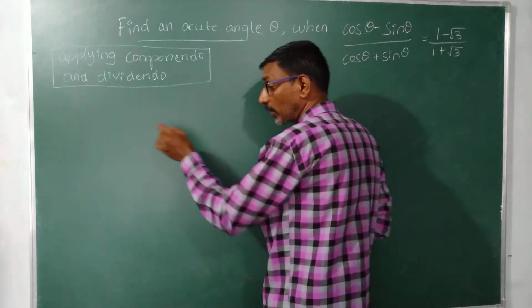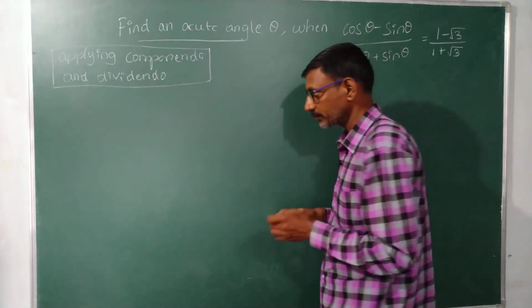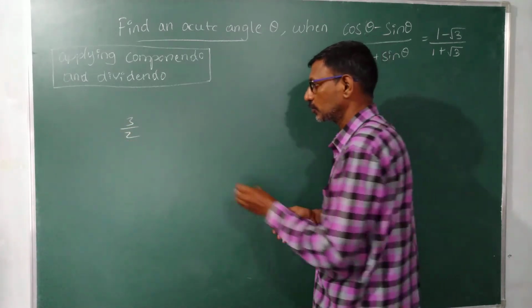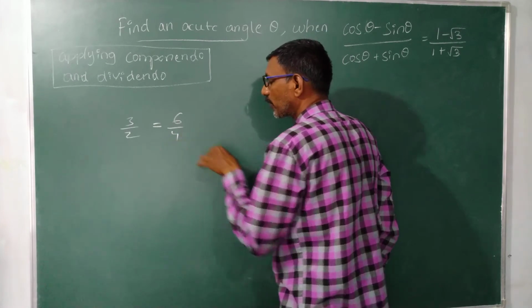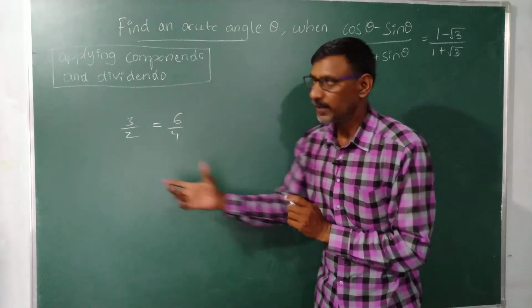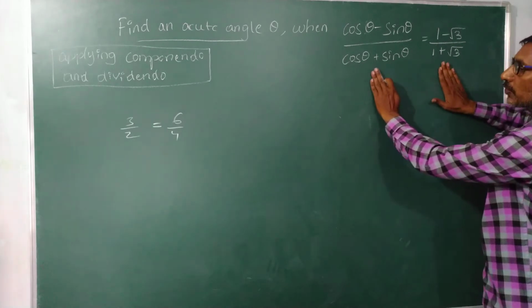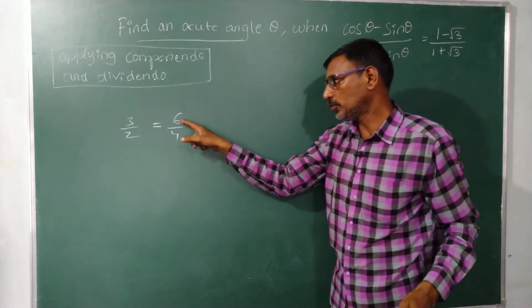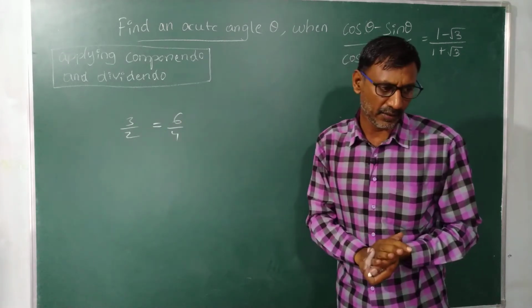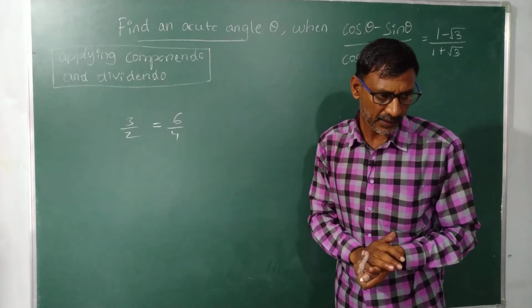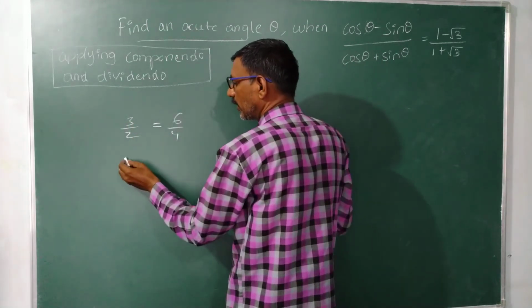Suppose I would like to take a small fraction. 3 by 2 is always equal to 6 by 4. Am I right or not? Here two ratios are equal, and here also two ratios are equal. Am I clear?